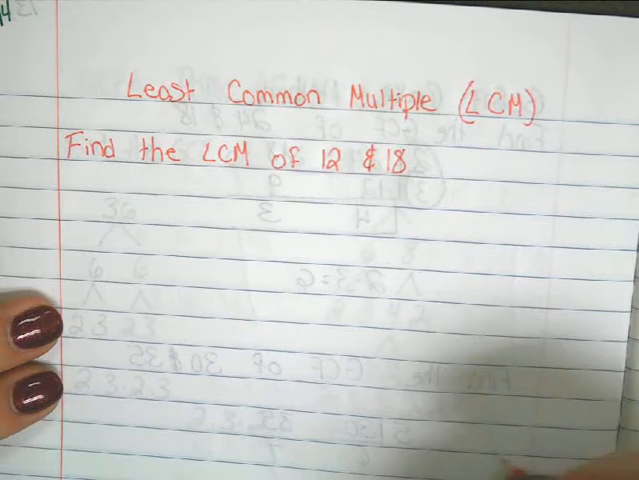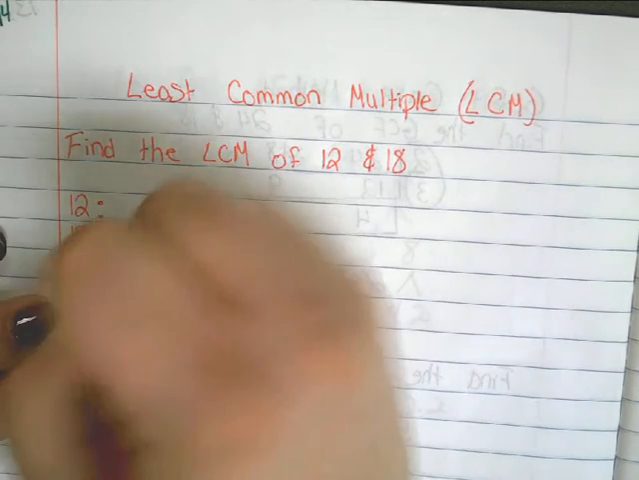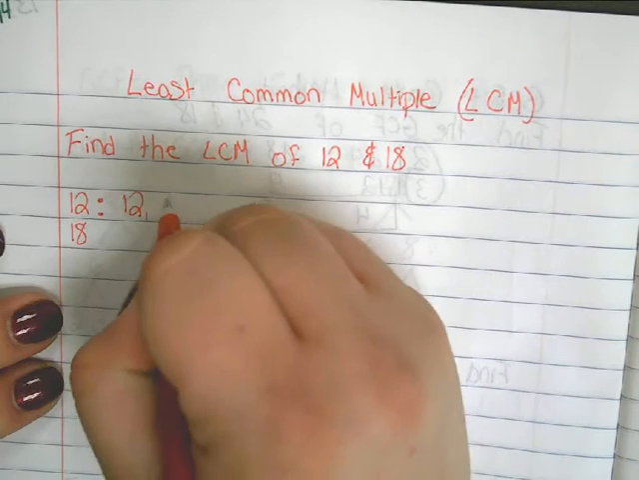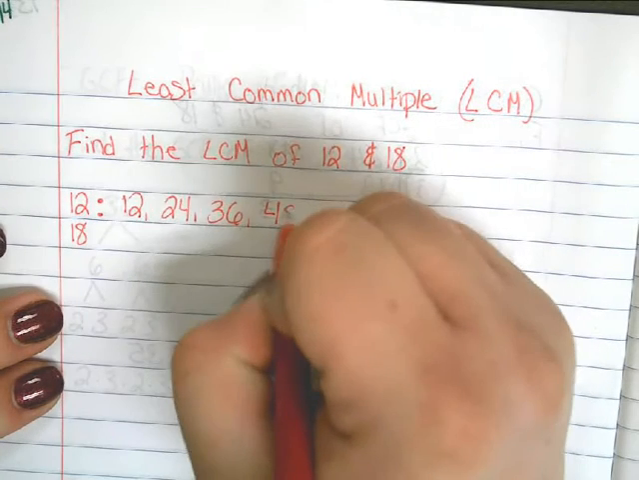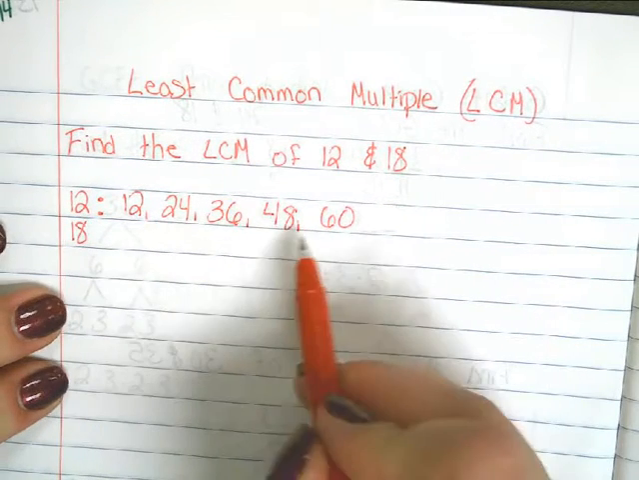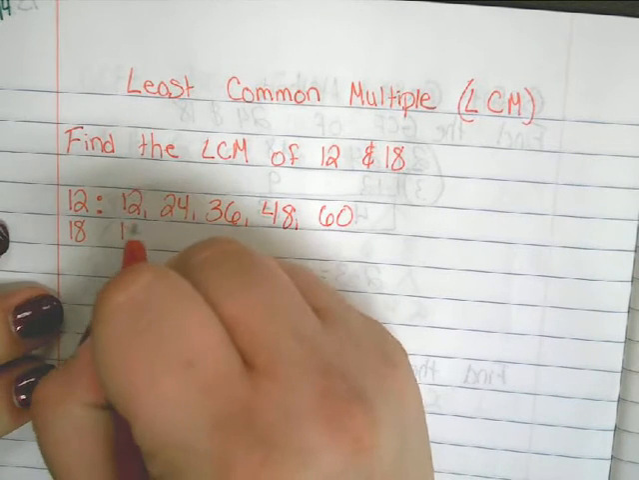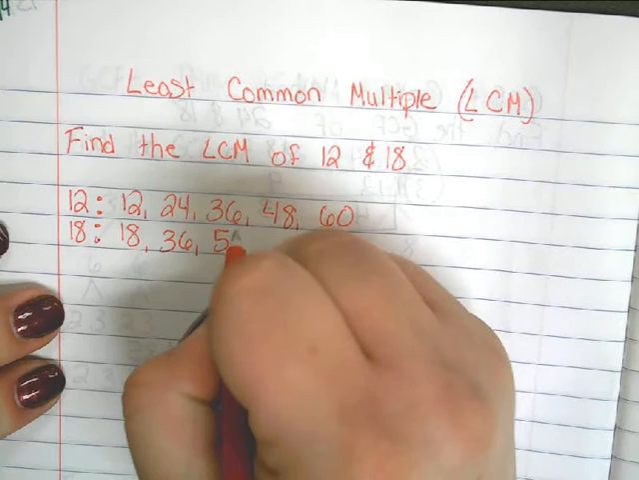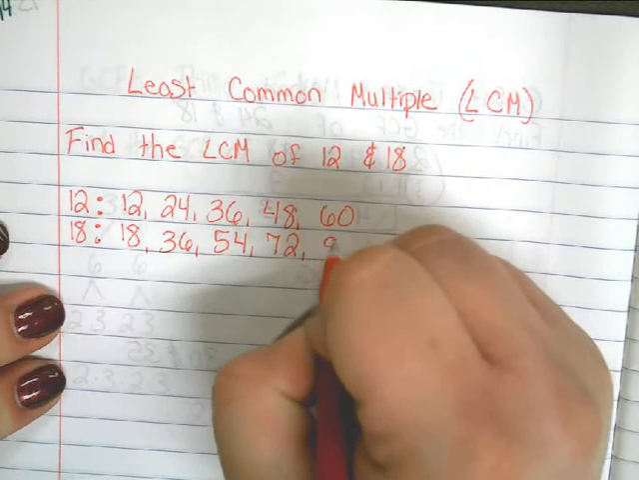So the first way you could do it is you'd list your numbers, and then you'd count by that number. So if I was counting by 12, start with 12, 24, 36, 48, 60. And I'm going to start with 5 numbers. I can always add more if I need to. Now counting by 18. 18, 36, 54, 72, 90.